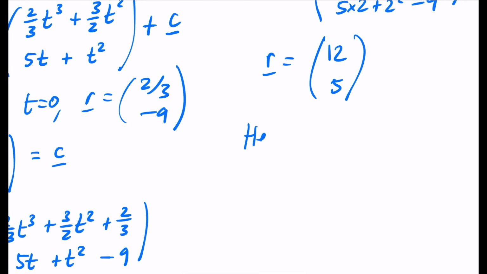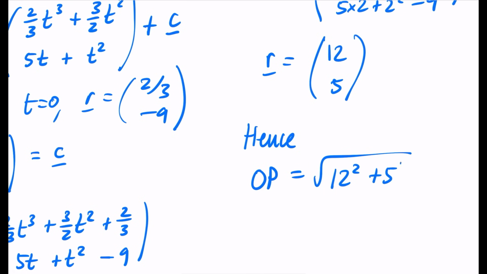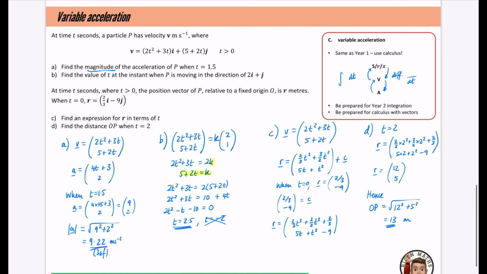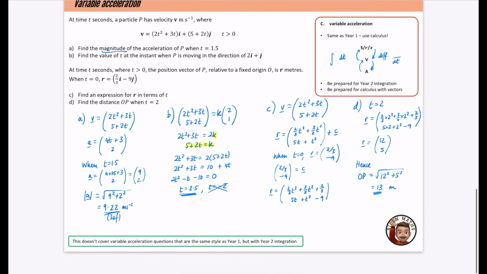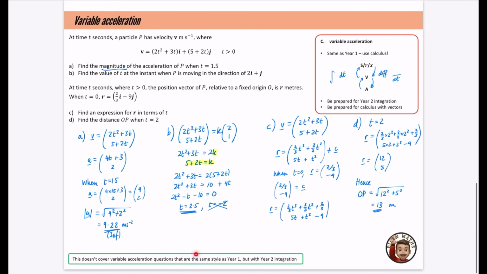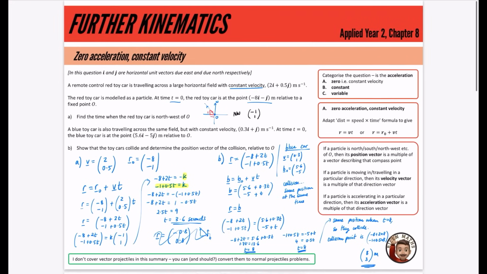So, hence, OP, it's just going to be, this is relative to O already, it's going to be Pythagoras with the 12 squared and the 5, and I don't even need my calculator for that because it's a Pythagorean triple. So the distance OP between the origin and where it is when t equals 2 is 13 meters. Now I have said at the bottom, I've already mentioned this, but just be warned, you may still have variable acceleration questions like the same style as year 1, but with some much harder integration type of stuff.